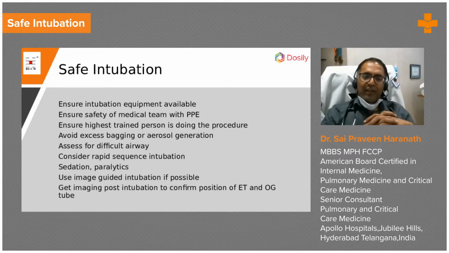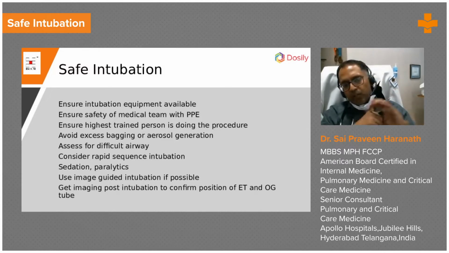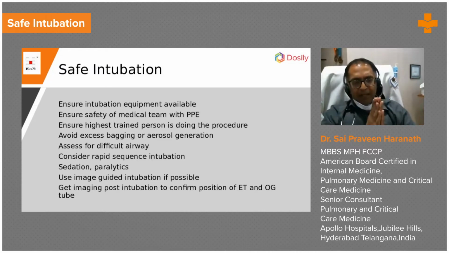Also, assess for difficult airways, and you can do that through very simple tests like looking at the back of the throat. Also, consider a rapid sequence intubation, where you may need to give a sedative and a paralytic as soon as possible. And you may need to use something called a glide scope, where you're giving image-guided intubation, where with the help of a lighted laryngoscope with a camera, you can look at the vocal cords and easily put the tube in.